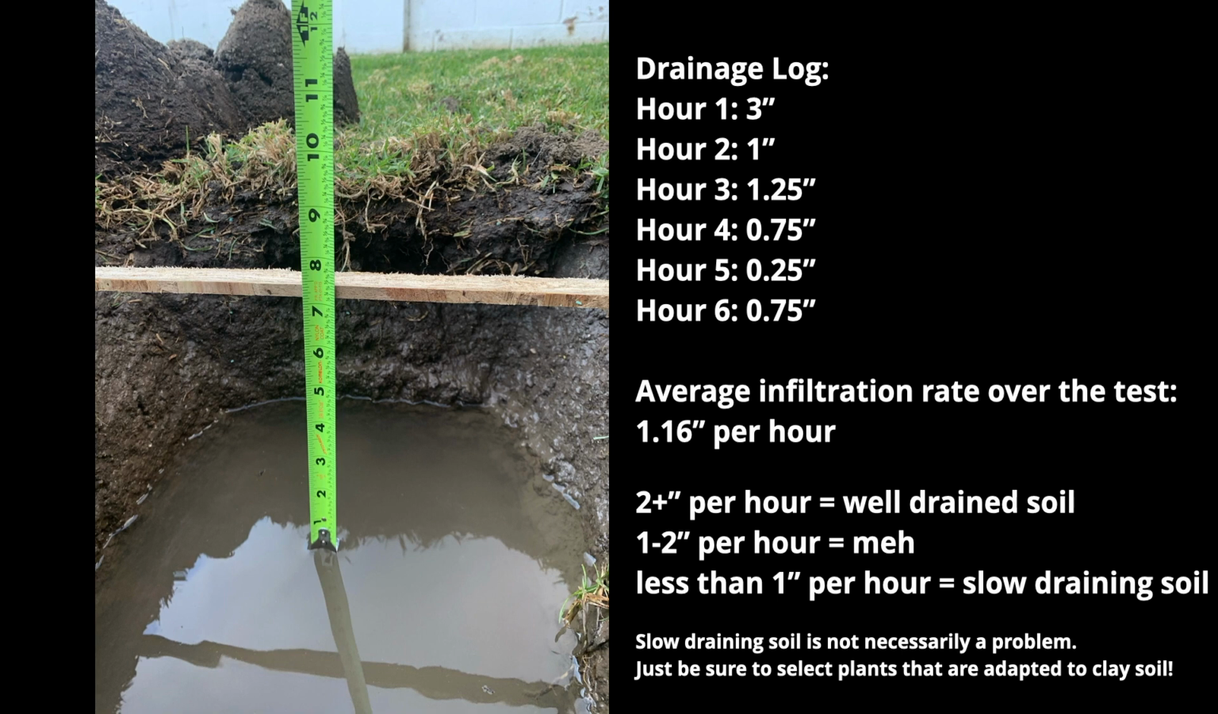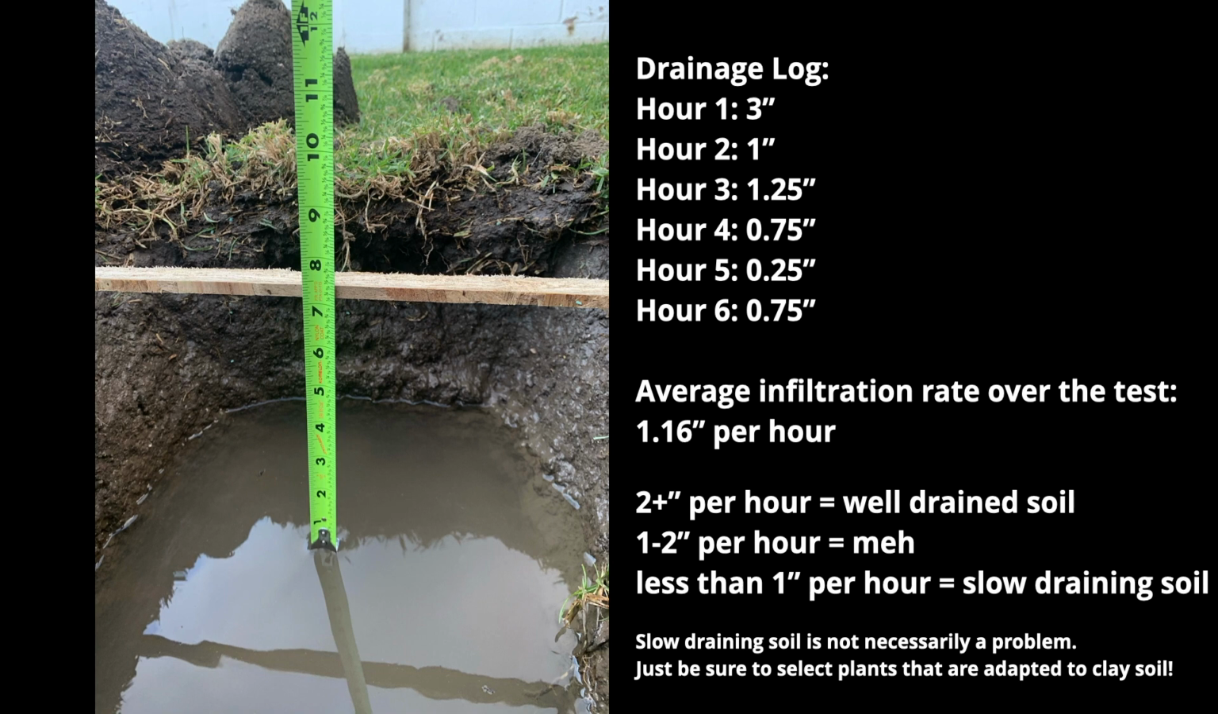Or you can even build some larger mounds or berms to elevate even more those plants that want well-drained soil. If your soil drainage is less than 1 inch per hour, you have slowly draining soil. And you are not going to quickly change the characteristics of that soil. Normally, that means you have clay soil.